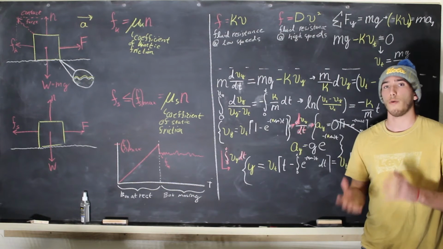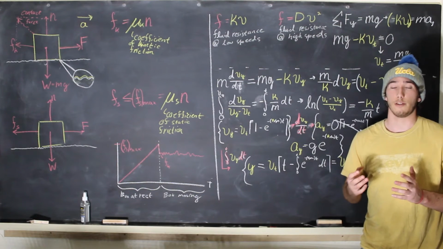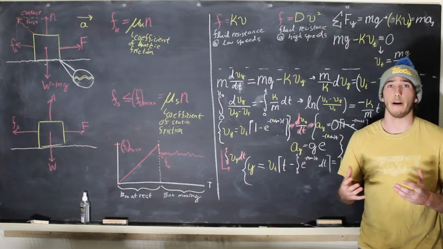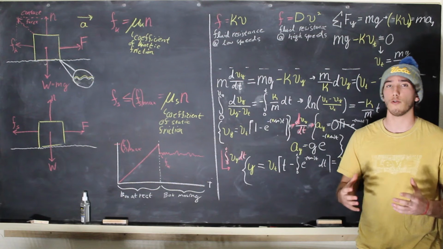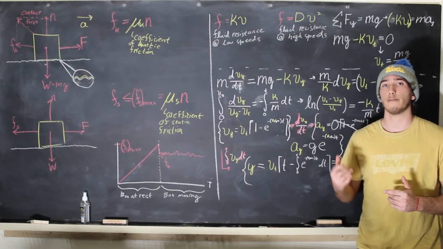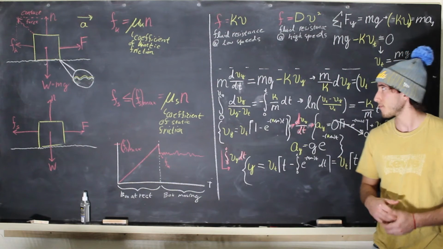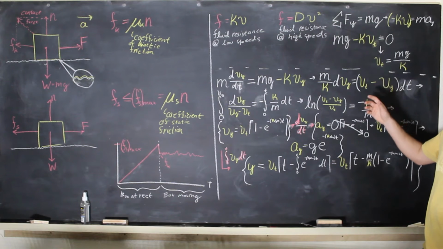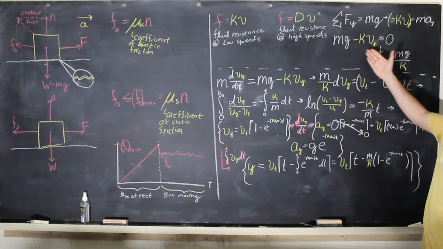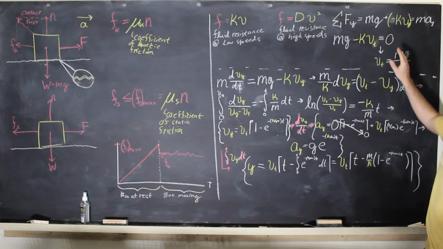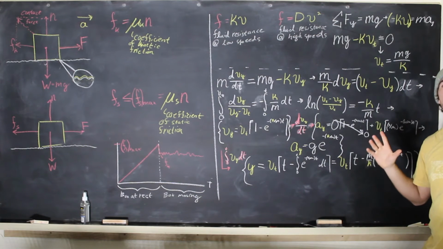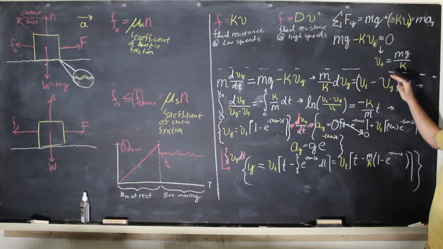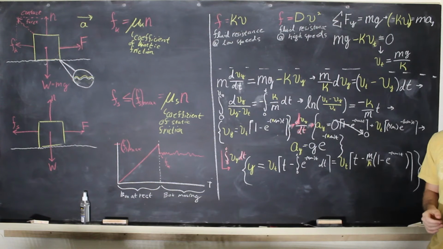You see, when mg minus kv_y is equal to 0, then the object falling through air, for example, is now at equilibrium and is no longer accelerating. So the velocity has reached its maximum. And we can find this terminal velocity by adding kv_t over and dividing it by k. And so our terminal velocity for small objects at low speeds is going to be equal to mg over k.